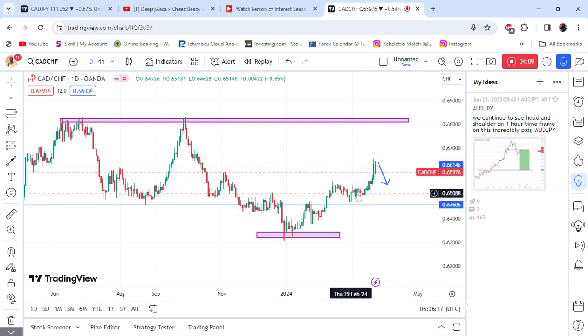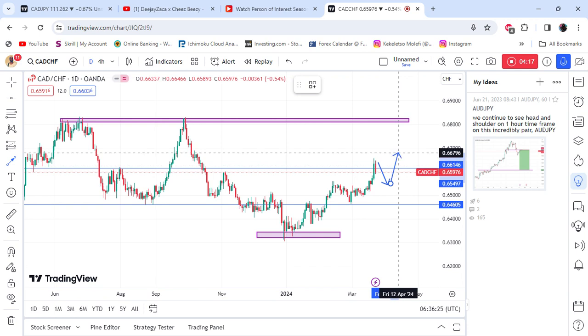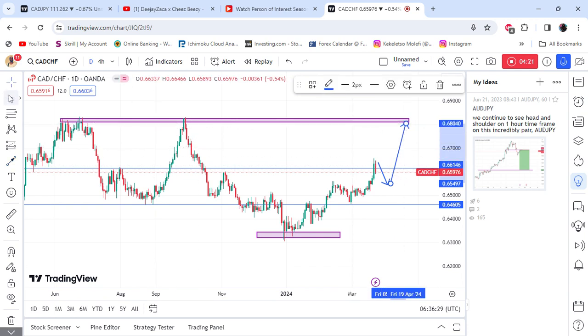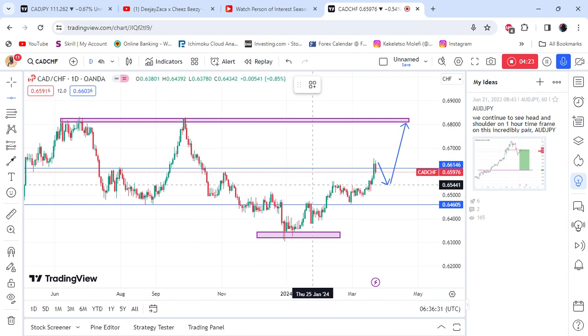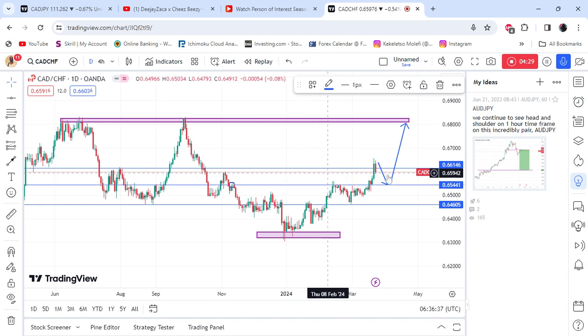Now we are waiting to see if the market will complete the circle and then shift further up. Ladies and gentlemen, this is how our CADCHF has been behaving, and you can see it buying from here.